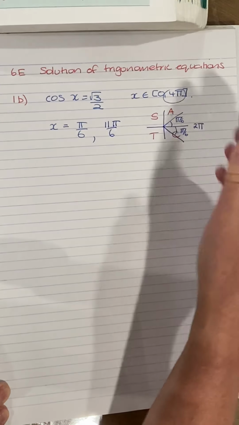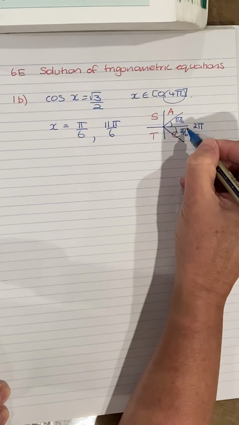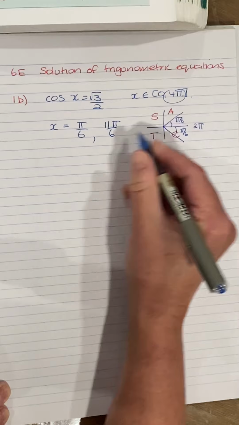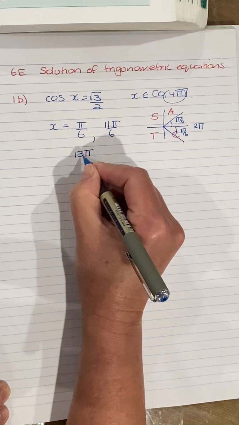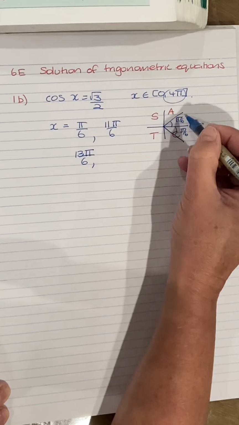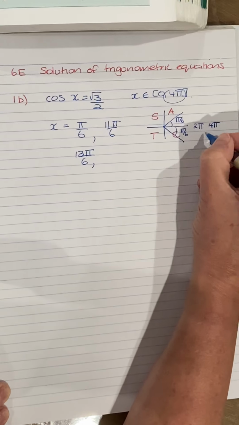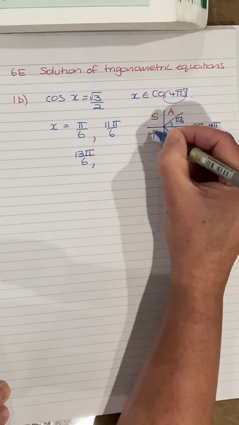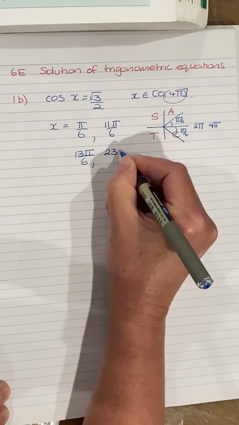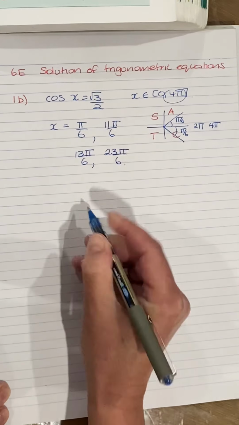This one's to 4 pi, so we can keep going. So there's going to be another one just after there as we go around the second time. That'll be at 13 pi on 6. And our last solution is going to be before we get to 4 pi, when we go around a whole time and nearly another time, which will be 23 pi on 6.